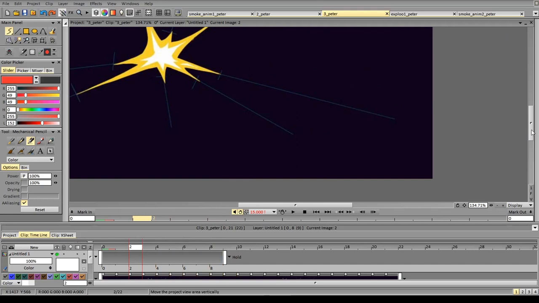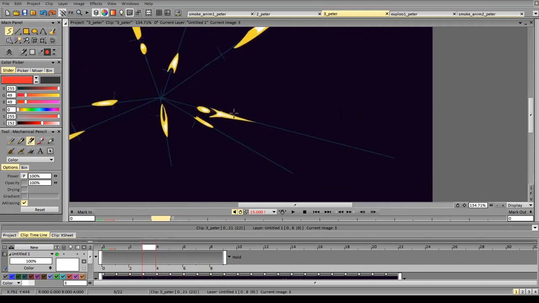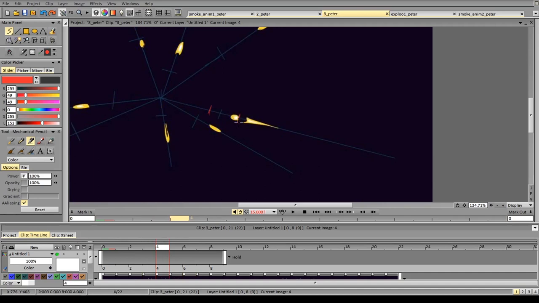I would probably also add just a little bit more momentum to this particle here, as it moves quite a lot and then it stops way too fast, so I would probably add just a little bit more motion to it.